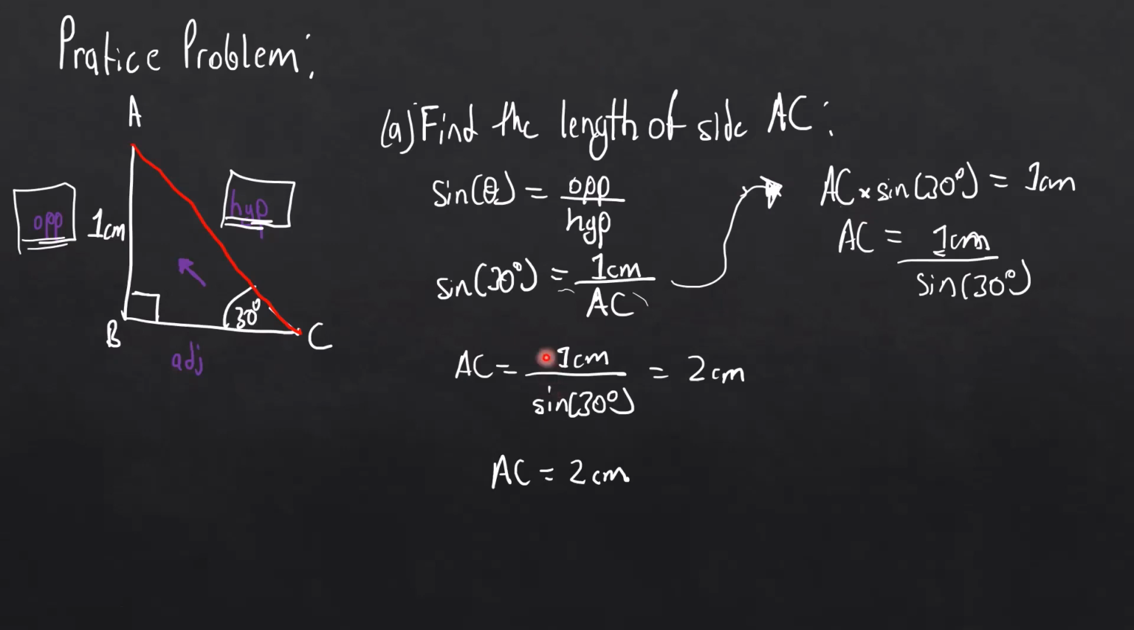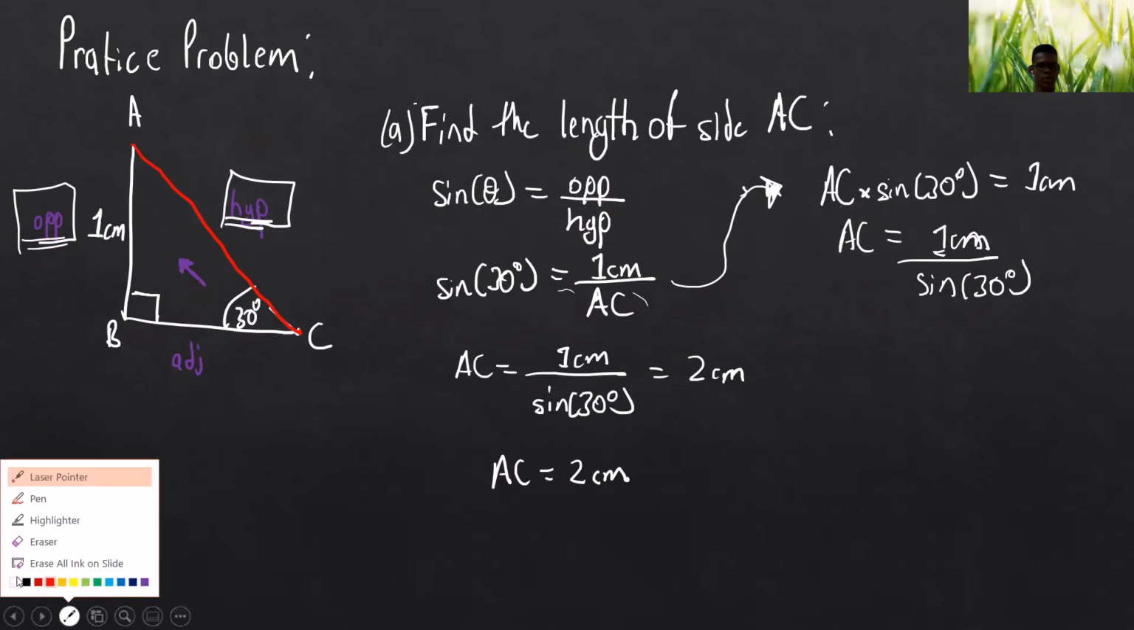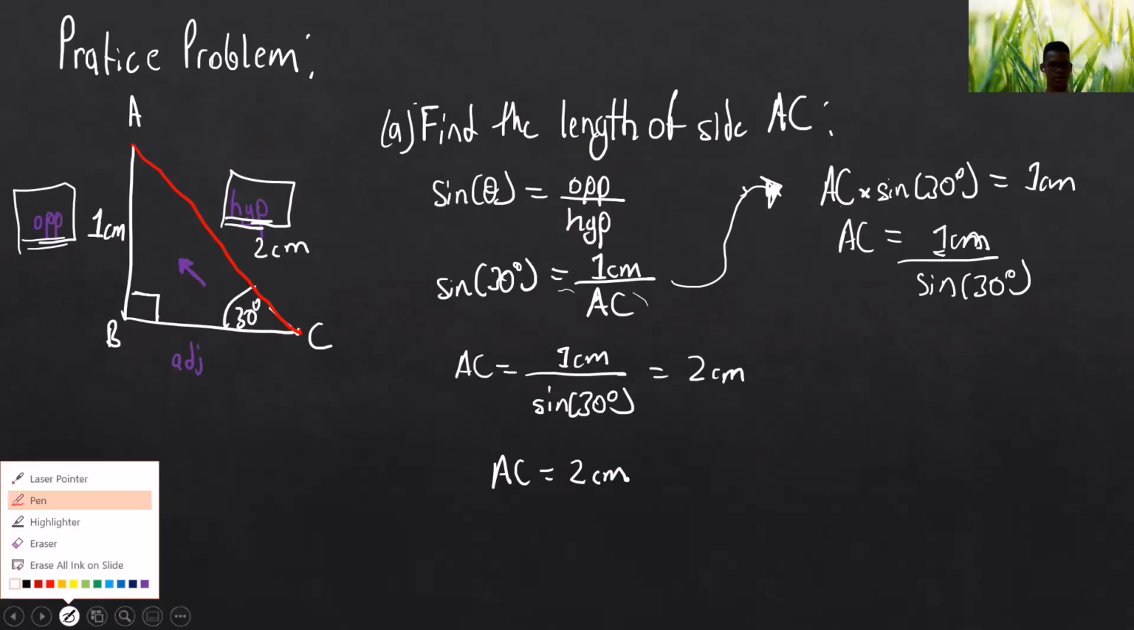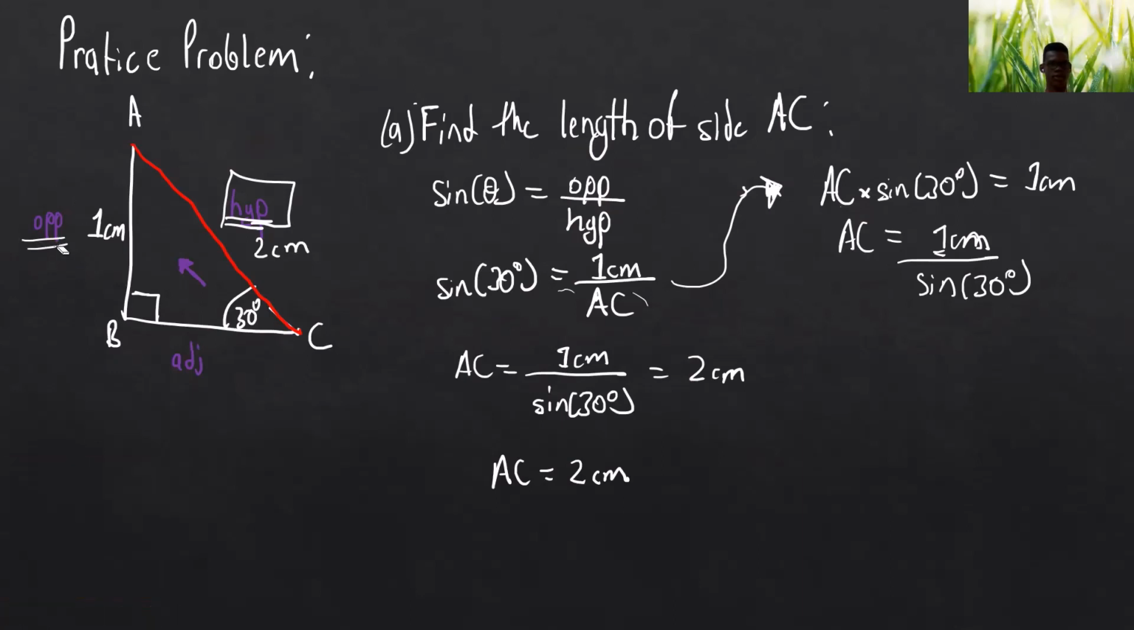So that is how you would go ahead solving for any one of these sides, right? Now, AC would be 2 centimeters. So now you know the hypotenuse is 2 centimeters. And you could also go and find the adjacent. So let's use the same trigonometric ratio. Let's apply the same principles.